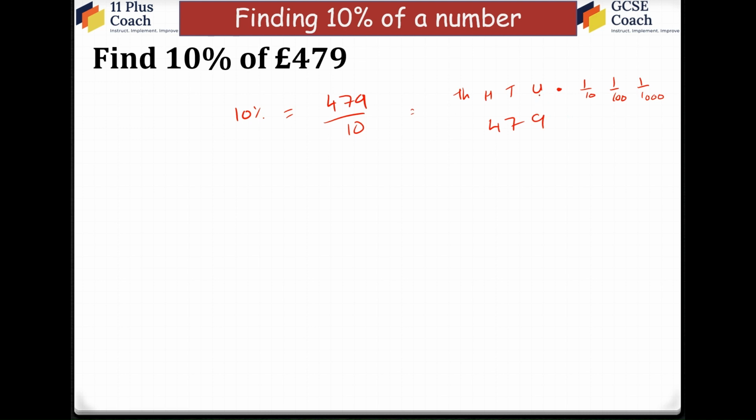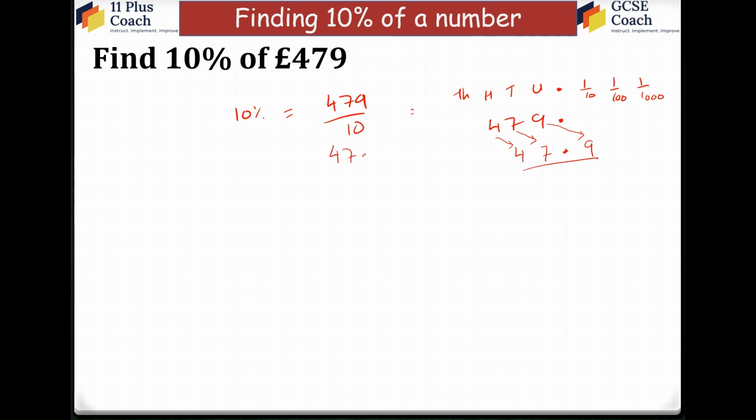So from the units column, the 9 will go one place to the right, which is 1/10. So the decimal point is a fixed point. It doesn't change. It always stays there. So the 9 ends up one place to the right over here. 7 from the tens goes one place to the right over there, which is in the units column, and 4 goes one place to the right in the tens column. It comes over here. So the answer is 47.9. Now, that's the answer to this question.